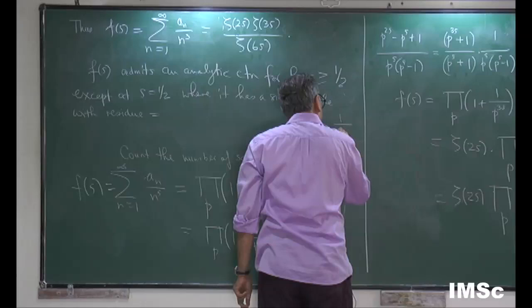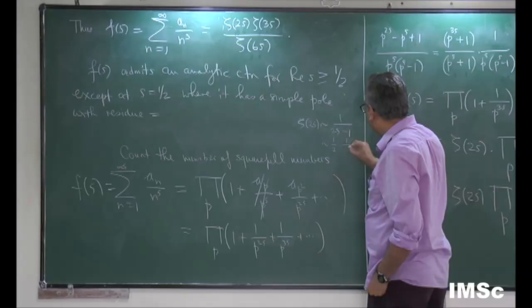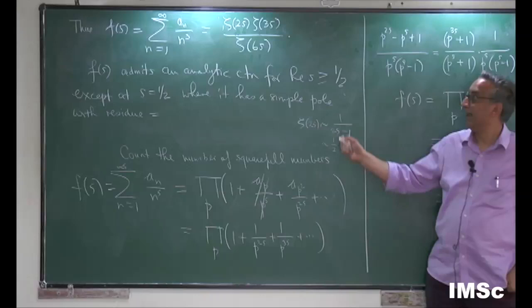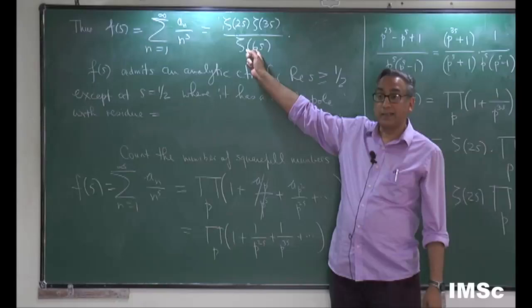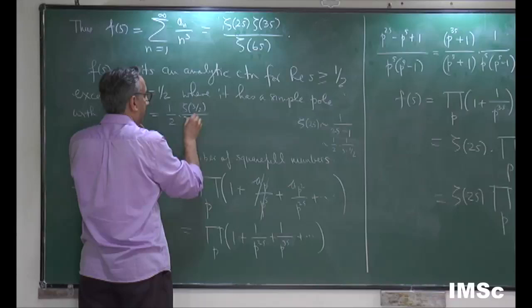So zeta 2s behaves like 1 over 2s minus 1, right? And so that's the same as 1 half of 1 over s minus a half. So zeta 2s behaves like that. Zeta 3s is analytic at a half, so that's like zeta 3 halves. And zeta 6s is okay at a half, so that's zeta 3 rather. So this is going to be 1 half zeta of 3 halves divided by zeta of 3.